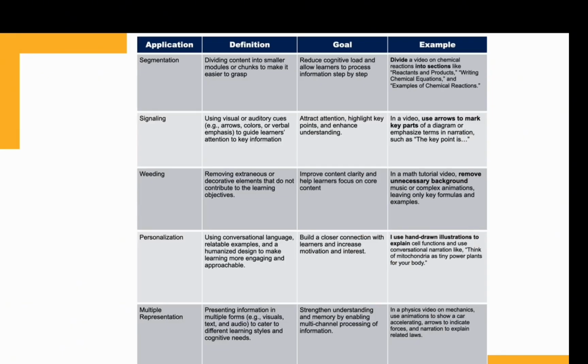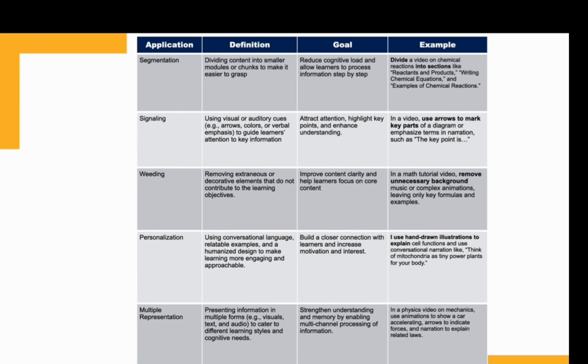And I made this form for understanding the 5 applications more clearly. It's about the application, definition, goal, and example of these 5 applications. For segmentation, the definition is dividing content into smaller chunks to make it easier to grasp. And the example is to divide a video on chemical reactions into sections like reactants and products, writing chemical equations, and examples of chemical reactions. The signaling is using visual or auditory cues to guide learners' attention to key information, just like using arrows to mark key parts.